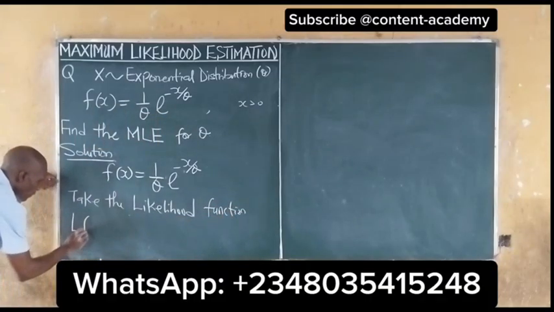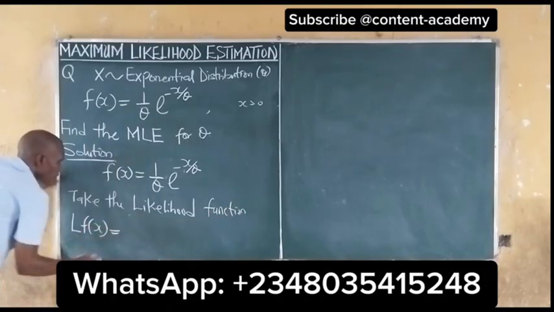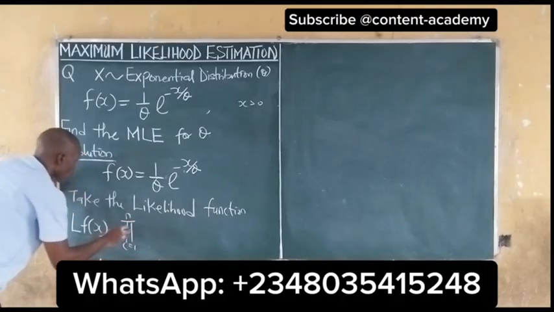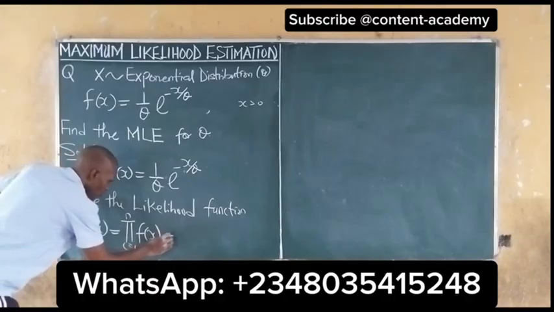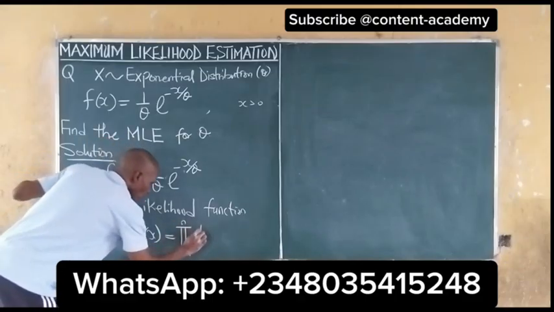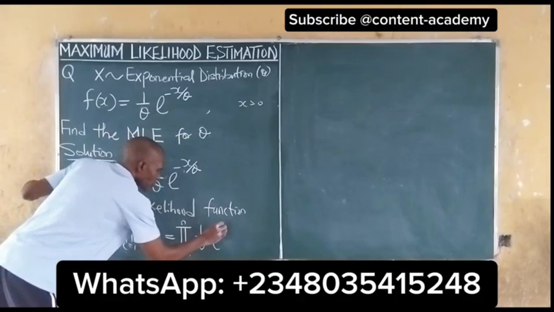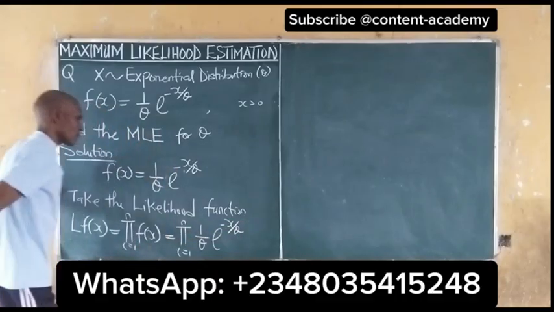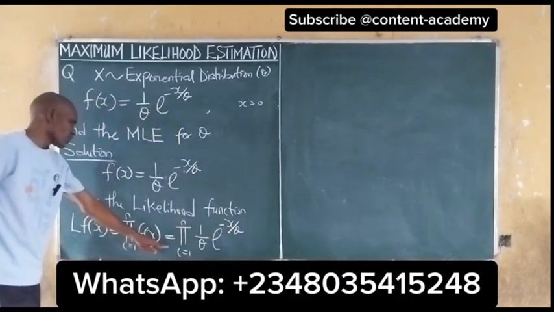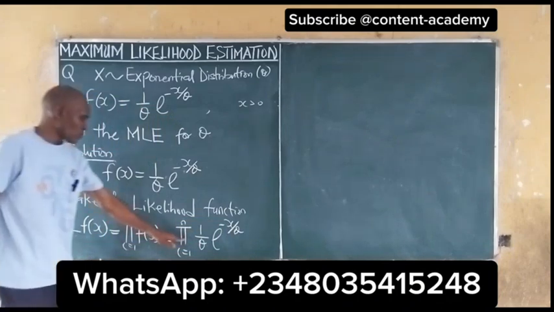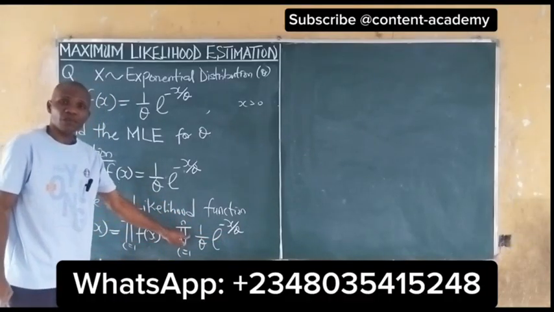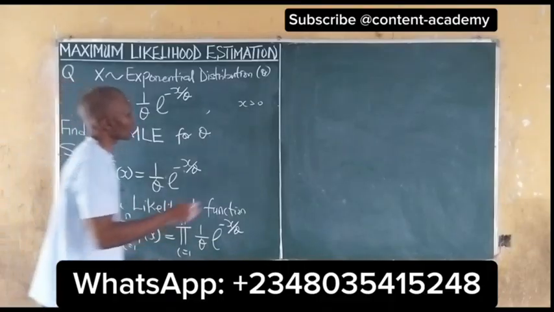The likelihood function for the given PDF can be written as the product of that distribution. So we can take the product as i running from 1 to n of 1 over theta exponential negative x minus theta, or rather negative x over theta. So this is what we get. So how do we get the product of this? I will show you how to expand the product of any given distribution.